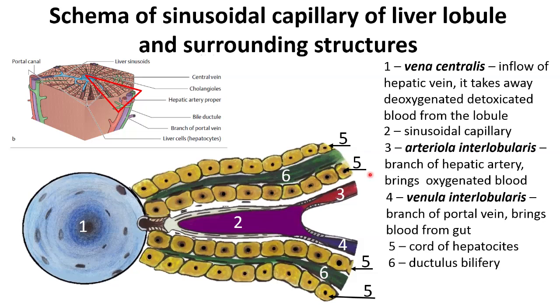So now we can understand the structure of the perisinusoidal elements of the hepatic lobule. And now number 7. Number 7, what is it? It's the space between the sinusoidal capillary number 2 and the row of hepatocytes number 5, or cord of hepatocytes.